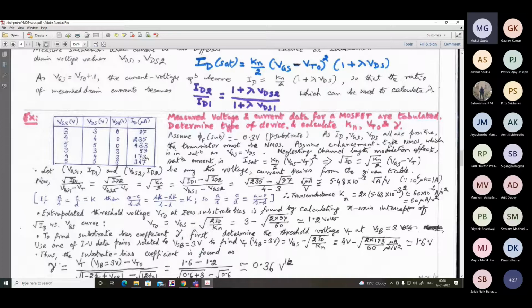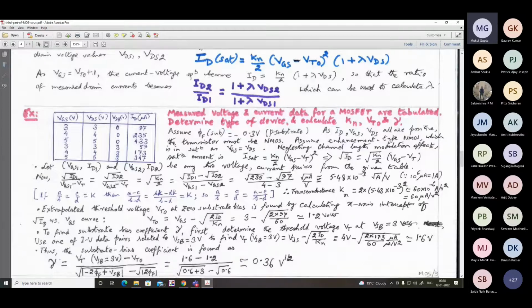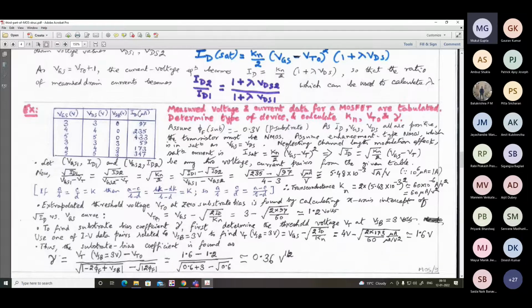So for VGS equal to 4 volt and ID equal to 173 microampere, we have calculated the transconductance. So what should be the value of VT? Okay, you can calculate it from this expression. That means VT equal to VGS minus root over 2ID by gm. So VGS equal to 4 volt, current equal to 173 microampere, and 60 microampere per volt, which we have just now calculated as transconductance. So 4 volt minus root over 2 into 173 by 60, right? So this is equal to 1.6 volt.